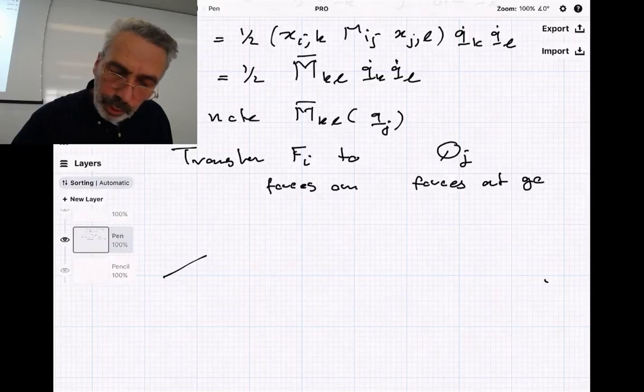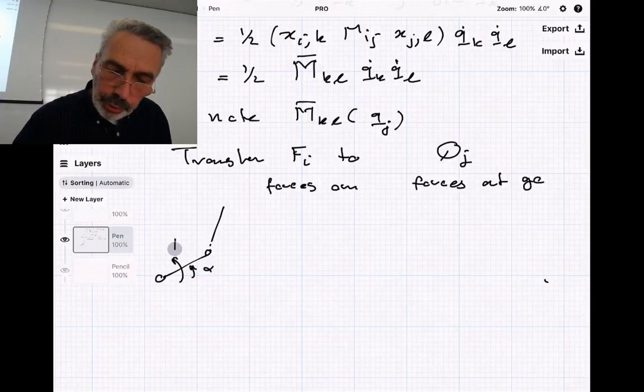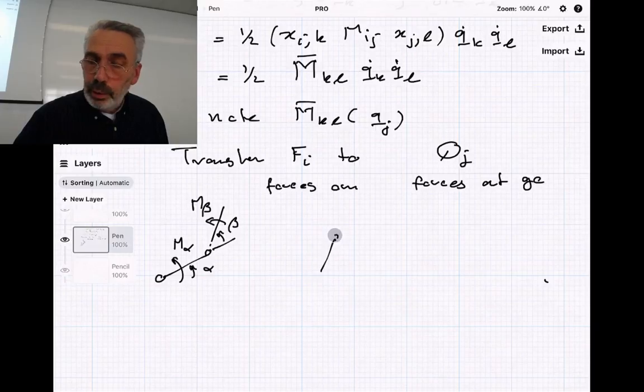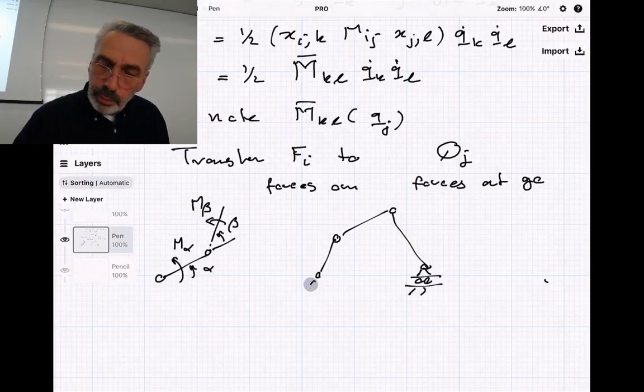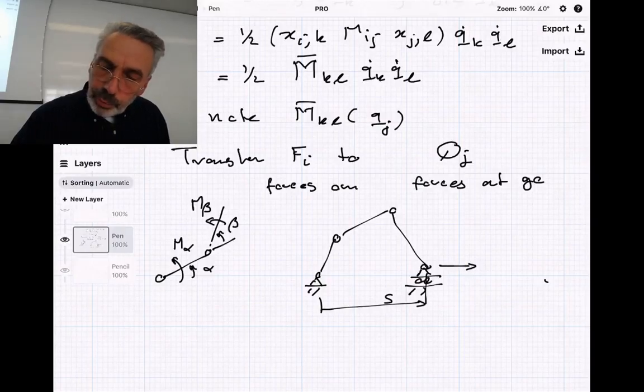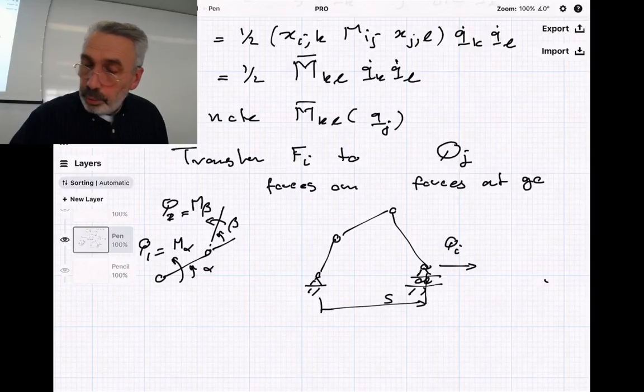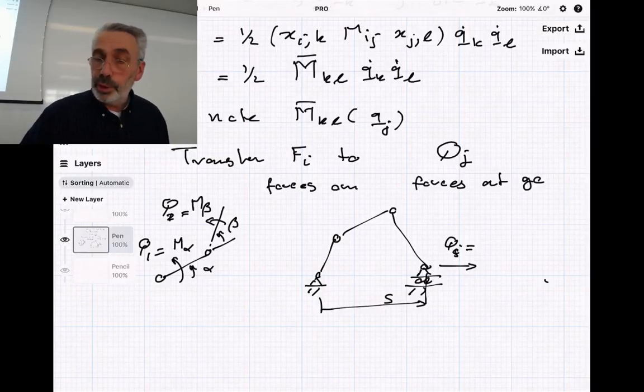So think of this double pendulum, where we took this angle alpha. Then apparently there's a torque here, M alpha. And then there's here some beta, and apparently there's here some torque M beta. Or think of the mechanism where you have this roller here, and then we had this distance S, remember? So that was also a generalized coordinate. Then the generalized force, so this is Q1, this is Q2. Then this Q_S is a linear force here, moving the thing back and forth.